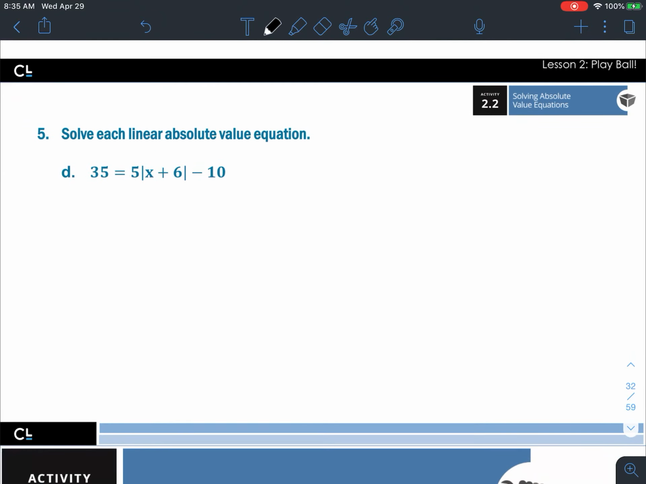Solve each linear absolute value equation still. Okay, so now let's do this. We're going to divide by 5. I'm trying to remember if I have to divide this by 5 as well. So hold on, let me just check and see if this works.